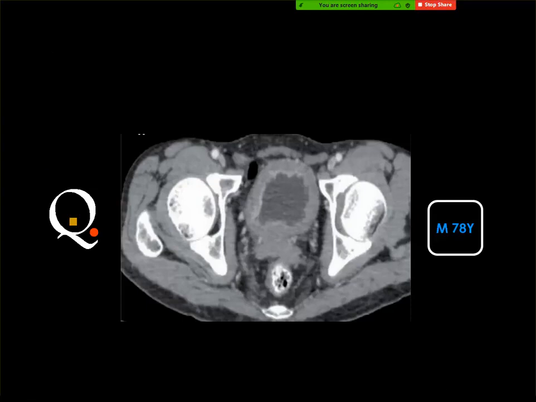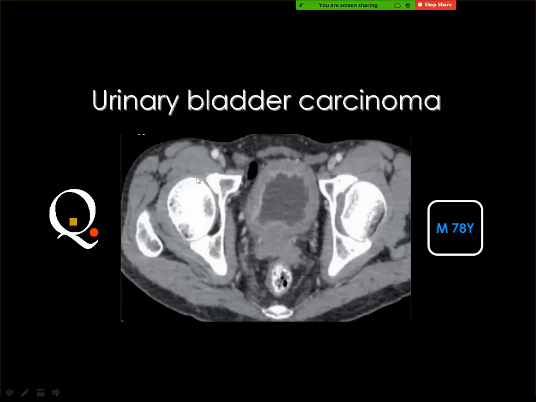Transitional cell carcinoma of the bladder. Yes, and this is transitional cell carcinoma of the urinary bladder. Concentric mural thickening, which is more than usual. Sometimes you get concentric mural thickening without irregularity, which is seen in chronic cystitis, but this is too much for cystitis.